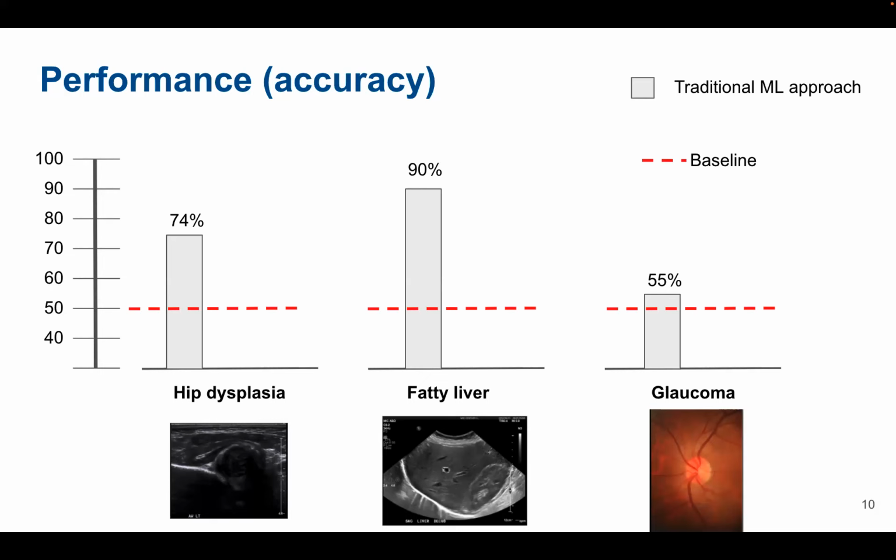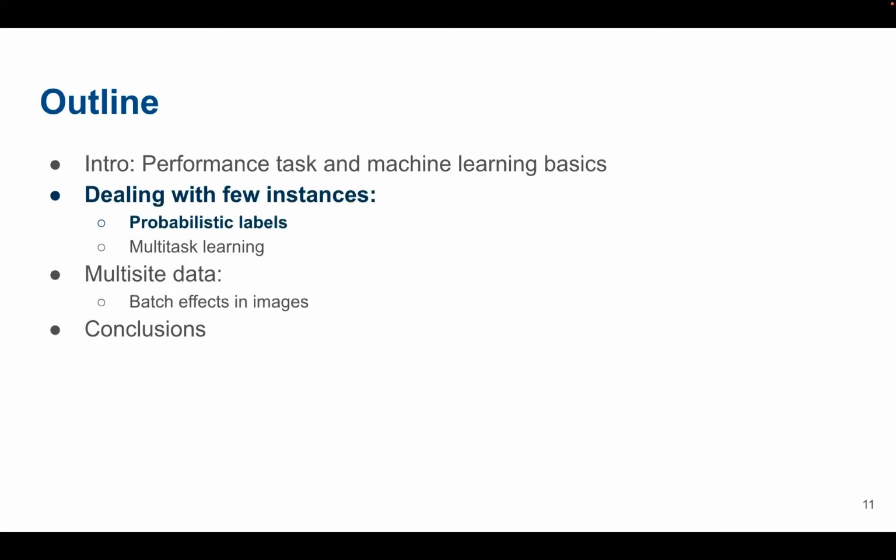So now we can start applying all the things that I said before. For example, how do we deal with very few instances? One of the things that we did is to train the model with something called a probabilistic label. And the idea is, if you have very few instances, then give me more information for every instance.